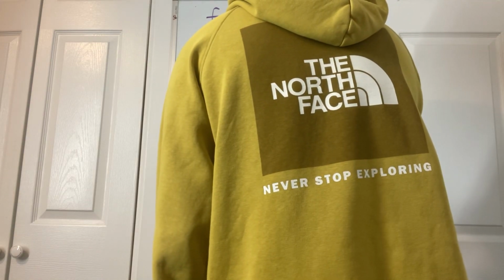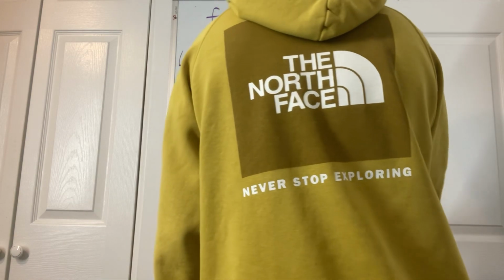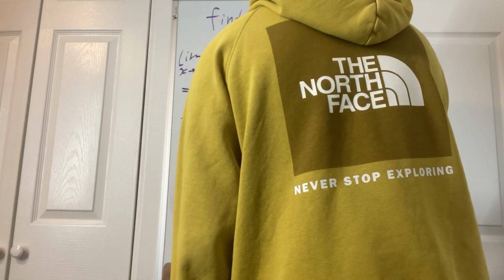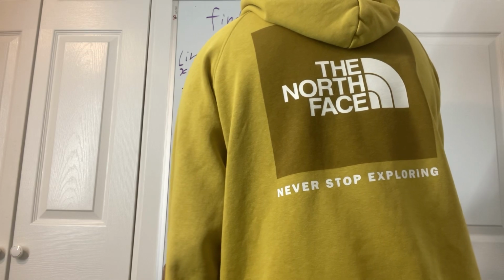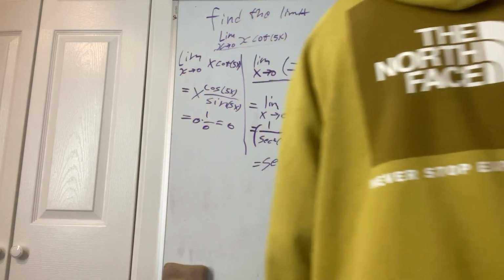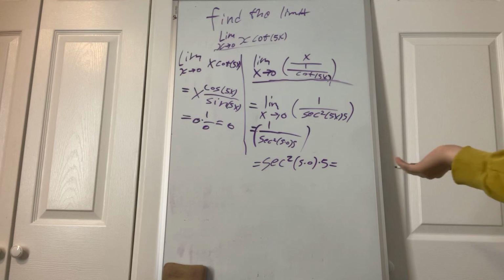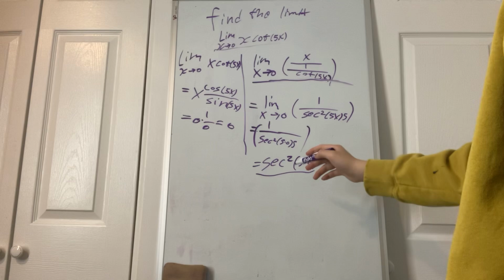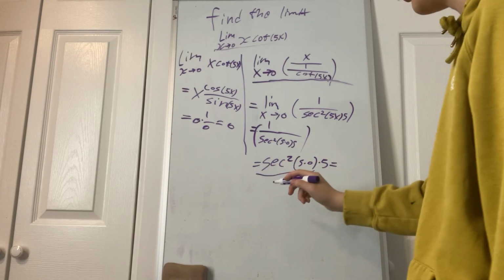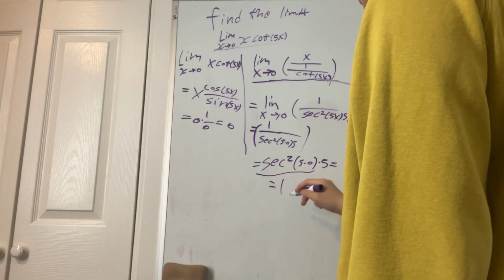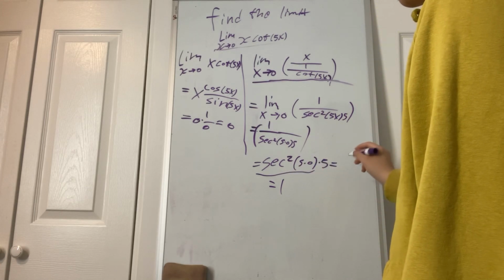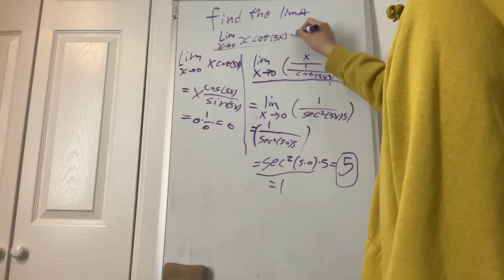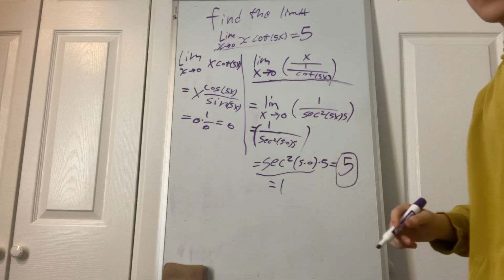You're going to get secant squared of (5 times 0) times 5 is equal to. Now, if you're still confused with this part, just know that that part is equal to 1. Just 1. So 1 times 5 is equal to 5. Here you go.